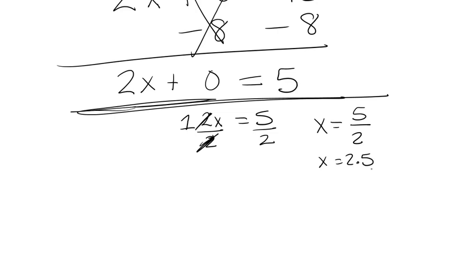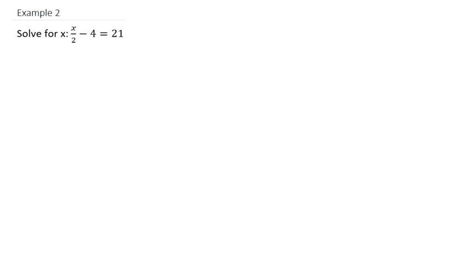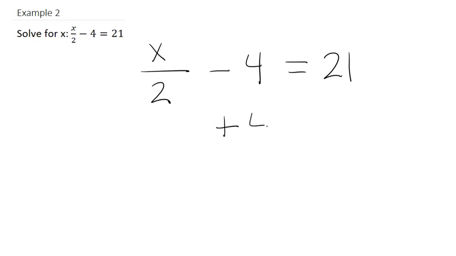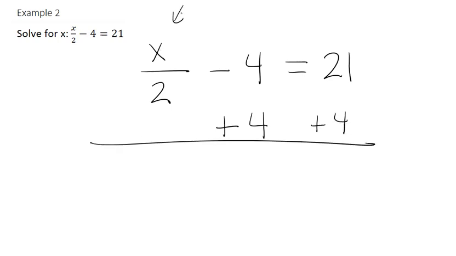Now let's do another example. Example 2, solve for x. So here we have x over 2, so it's a fraction, or you can say x is being divided by 2, minus 4 equals 21. So we have to work backwards, so the first thing we need to do is either add or subtract when solving. So we add on both sides in order to get x by itself.